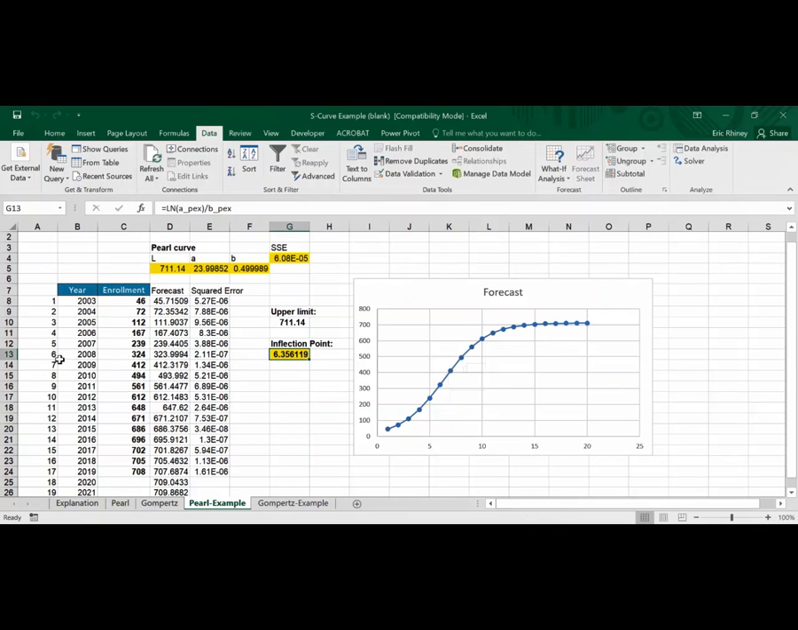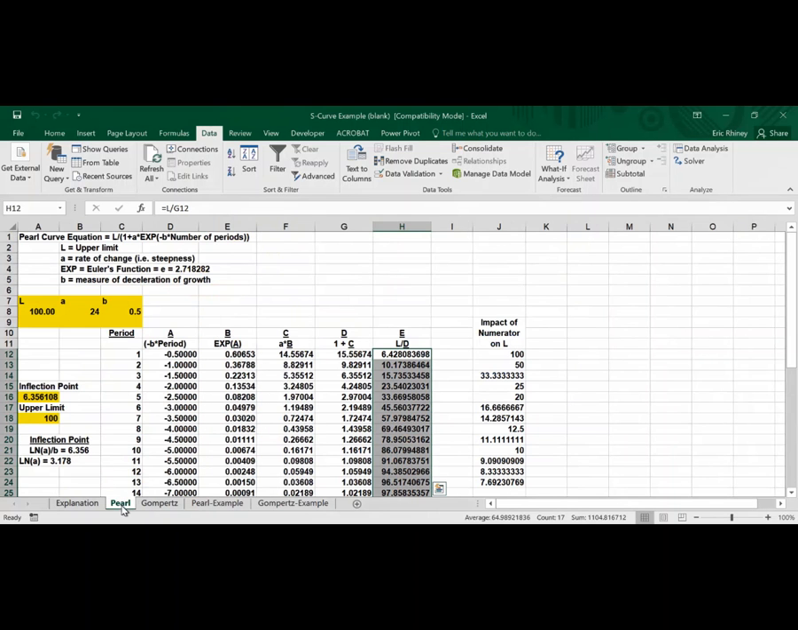So here you can see it was around the first quarter of the 6th year. So sometime in the year 2008, we reached that inflection point and we began to slow down. All right. And now we're leveling off. All right. So that's your Pearl curve. Oh, and to calculate this inflection point, it's the log of A divided by B. So that's how you would do it.